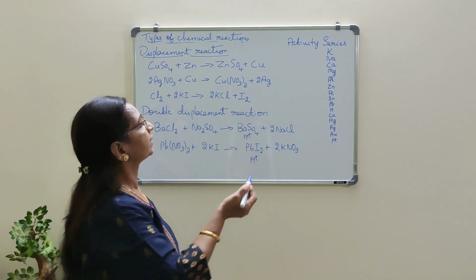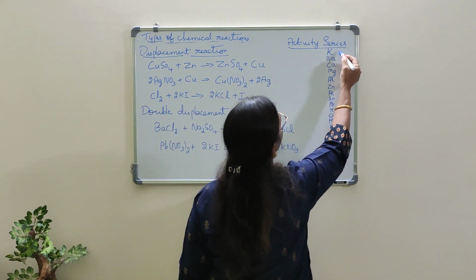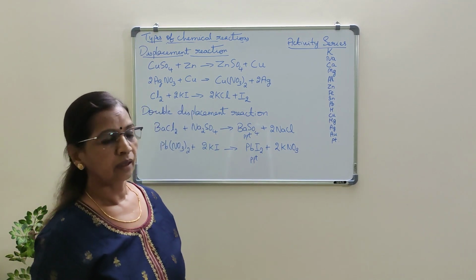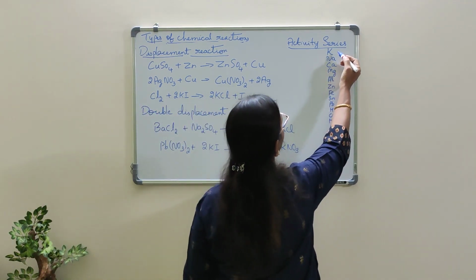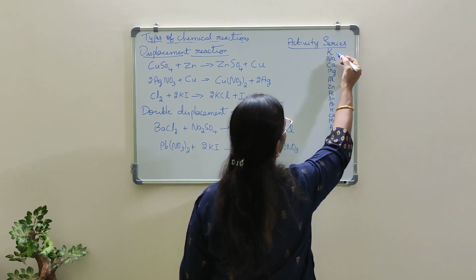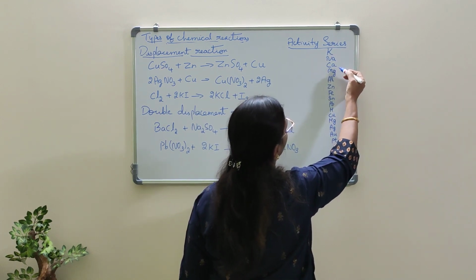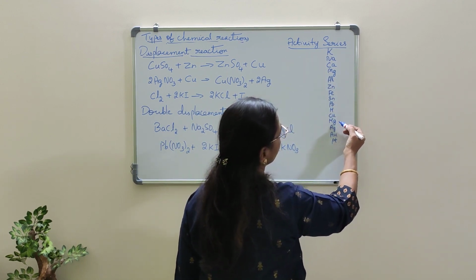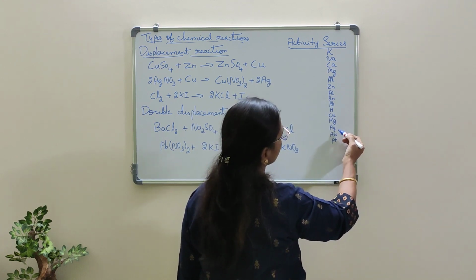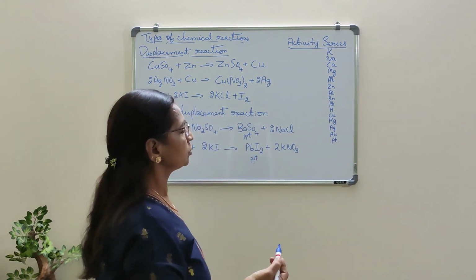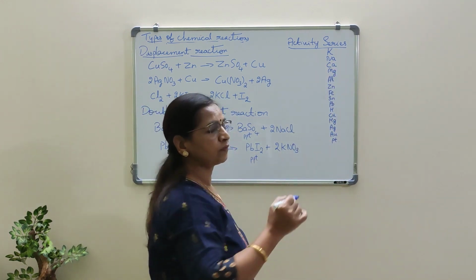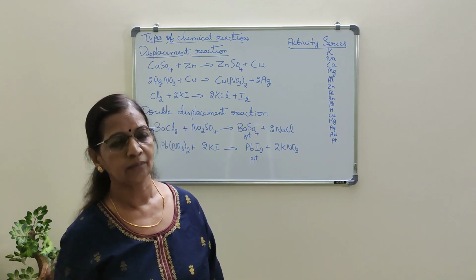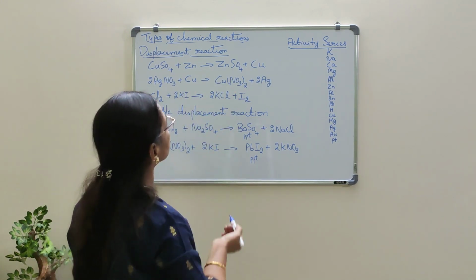For that we should know the activity series, in which metals are arranged in the decreasing order of their reactivity. Means more reactive metal is placed on top like potassium, then sodium is less reactive than that, calcium, magnesium, aluminum, zinc, iron, tin, lead, hydrogen, copper, mercury, silver, gold, platinum, etc. So if we know this activity series, we will be able to tell which is more reactive element and which is less reactive element, so that we can write the equation easily.